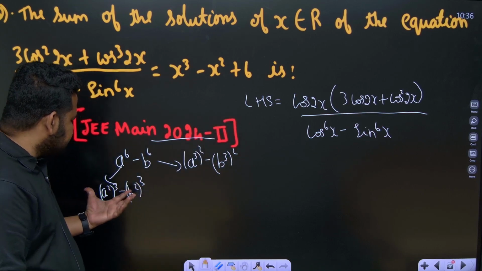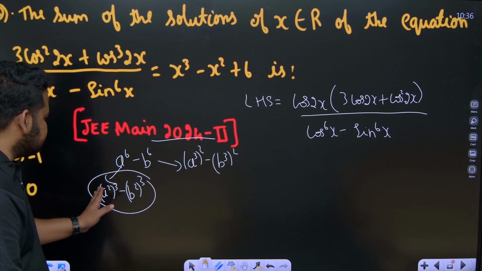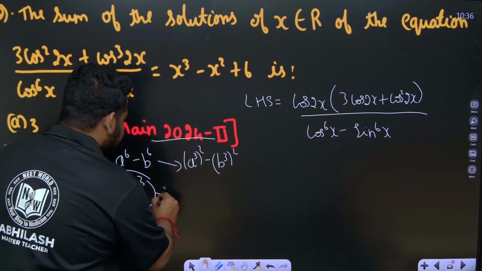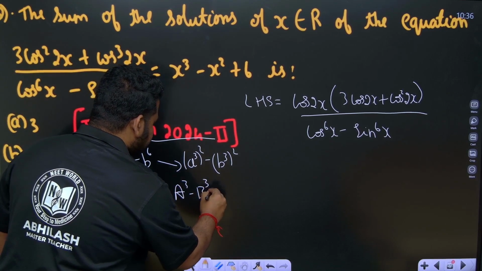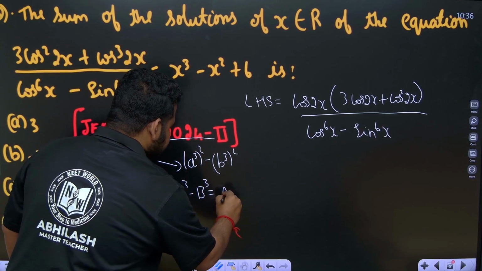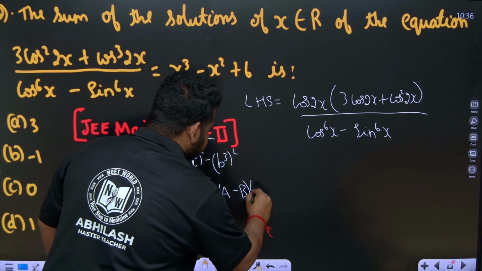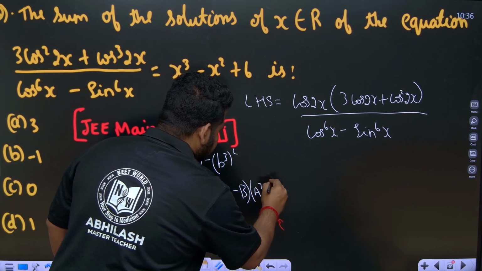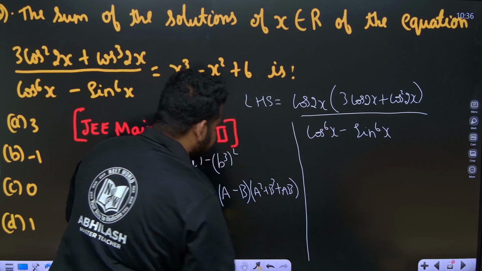So by looking at this, I am finding that this will be helpful for us. That is, this is a cube minus b cube. We know that a cube minus b cube is equal to a minus b into a square plus b square plus ab. This is the formula that we have.